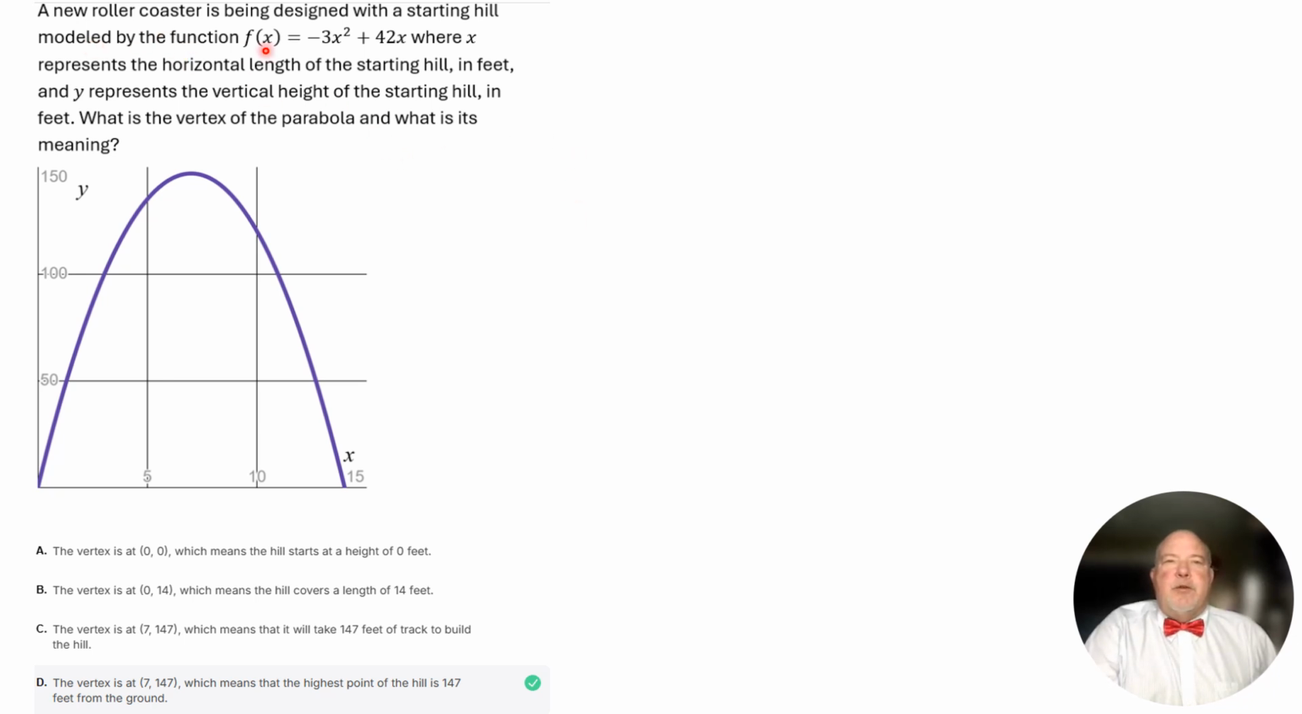All right, so this says a new roller coaster is being designed with a starting hill modeled by this function, where x represents the horizontal length of the starting hill in feet, so that's here, and y represents the vertical height of the starting hill in feet. What is the vertex of the parabola and what is its meaning?